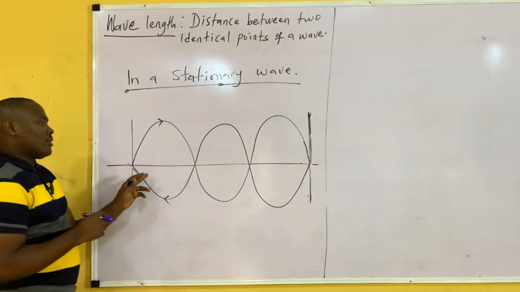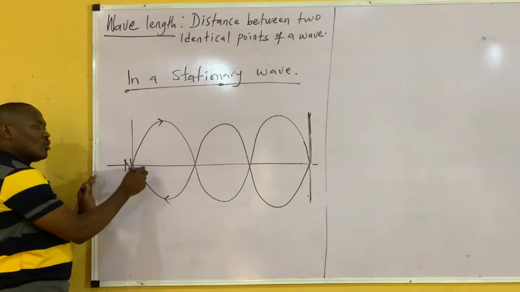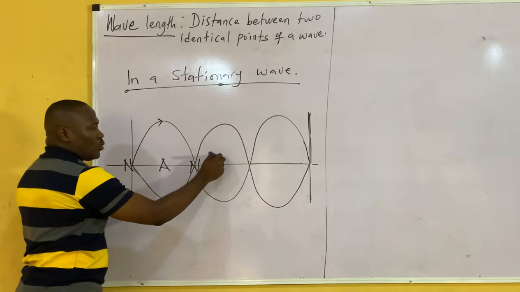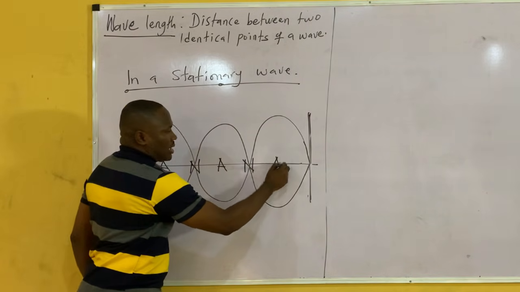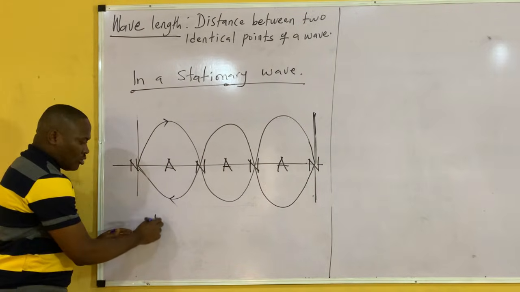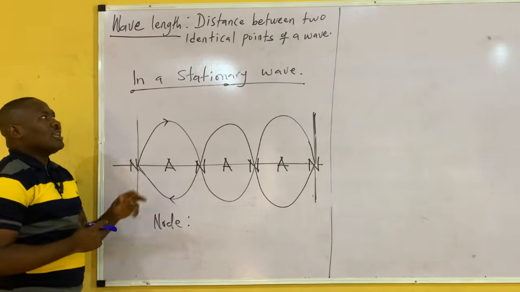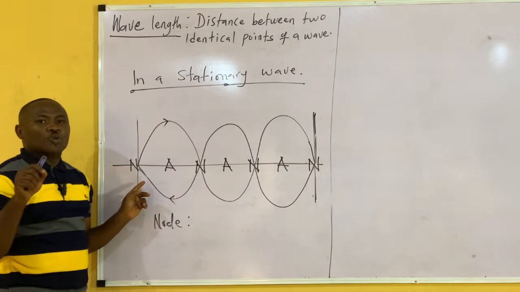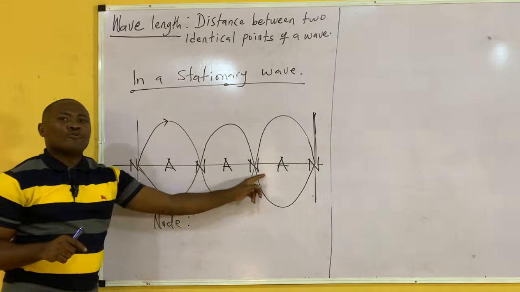Now, there are things you have in a stationary wave. What are the points? We have a node, we have an antinode. These are the nodes, while these are the antinodes. This is the node, and this is the antinode, and this is the node. Now, what is a node? A node is that point of zero displacement. A node in a stationary wave is that point of zero displacement. So one of the reasons why a stationary wave cannot transfer energy is because of the existence of nodes.